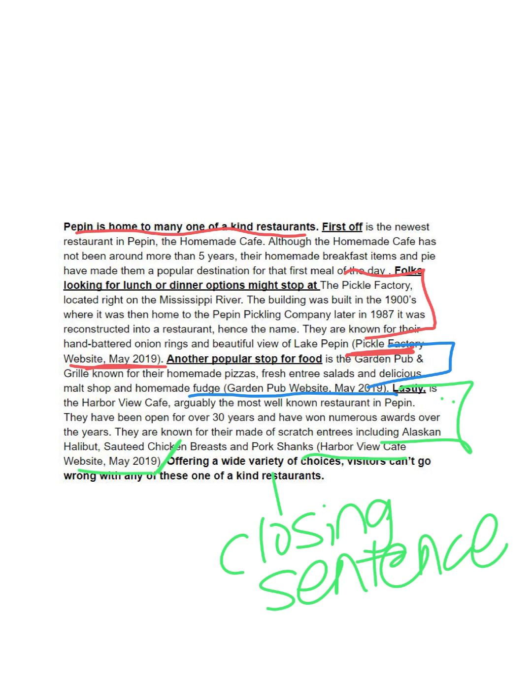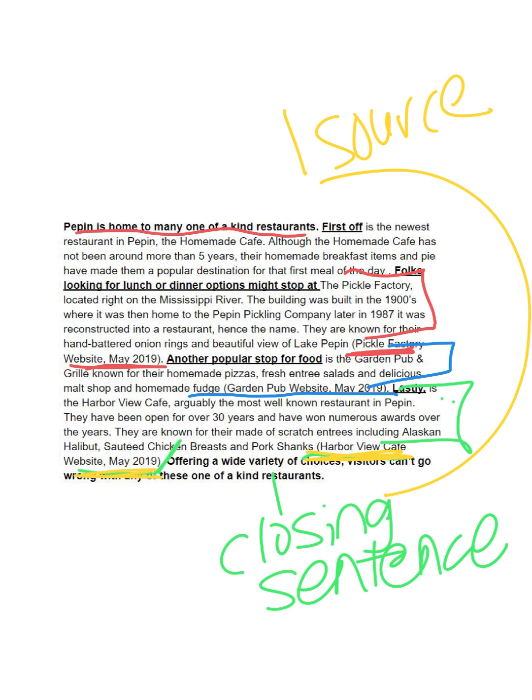Now, let's say that your entire paragraph came from one source. If it came from one source, you are only putting 1 citation and it's going to be at the end right before the closing sentence. So it would be in place of that Harborview Cafe website. If all of this information came from one source, you have 1 citation and it comes at the end right before the closing sentence.